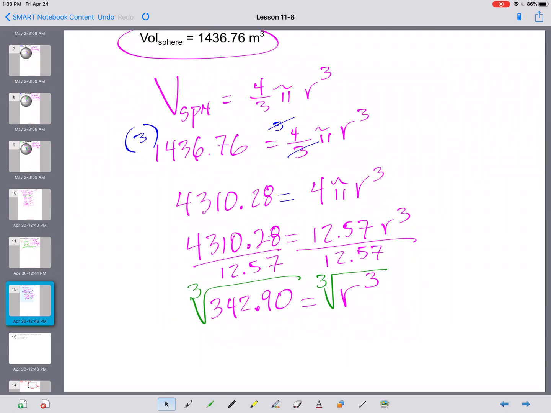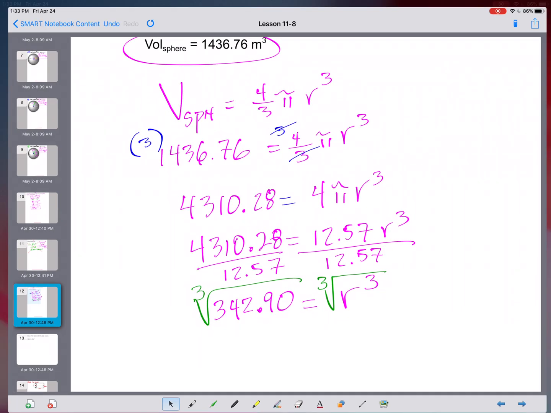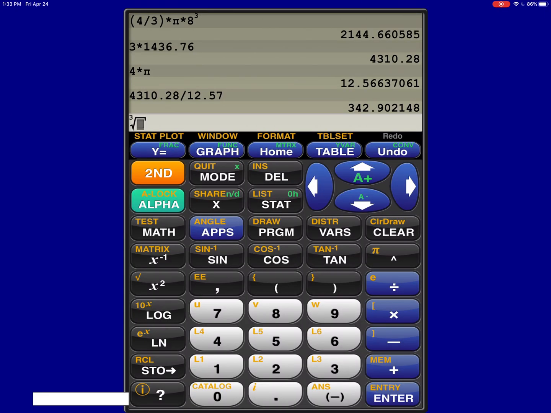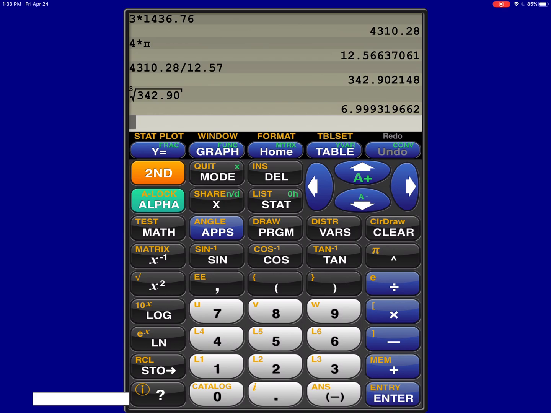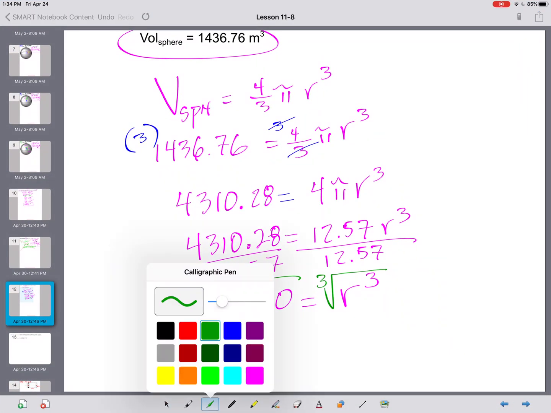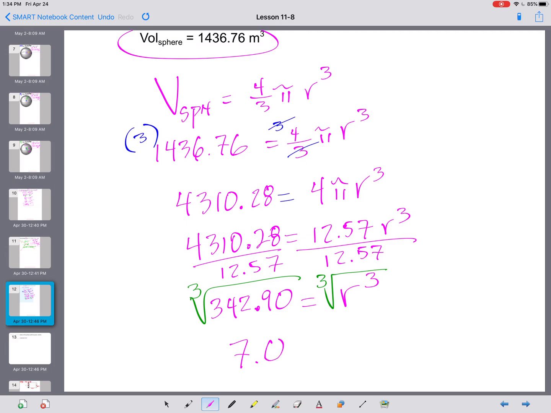Okay, let's do it. Cube root of 342.90. I get my calculator. I go to my math. I do the cube root key of 342.90. There it is. Nice. Let's call it 7. 6.999. Let's call it 7. Here it is, answer. 7.0 equals the radius. How about the units? If the volume was in meters cubed, then the radius is just in meters.